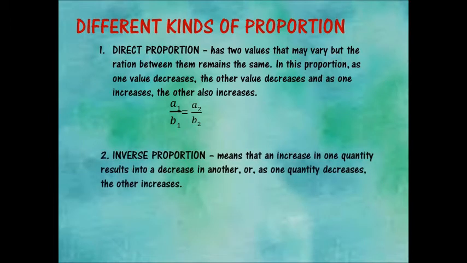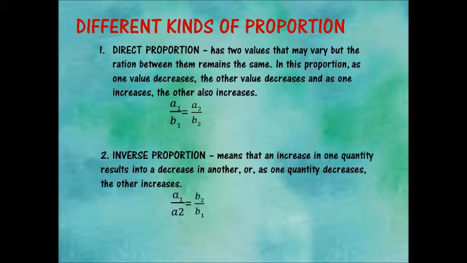Next, we have the inverse proportion. Means that an increase in one quantity results into a decrease in another. Or, as one quantity decreases, the other increases. So, ito naman yung kabaliktaran ng direct proportion. Ibig sabihin, kung yung isang variable ay nag-increase, yung isa magdi-decrease. At kung yung isa ay nag-decrease, yung isa ay magi-increase. So, magkasalungat naman sila ngayon.